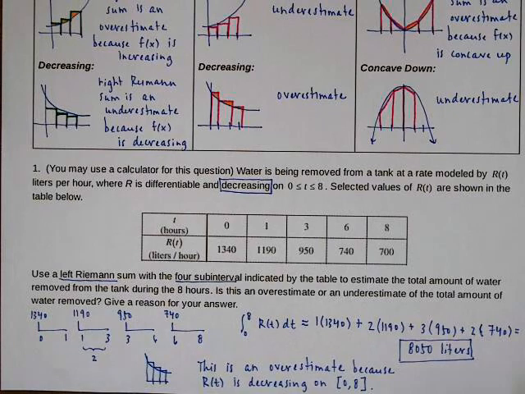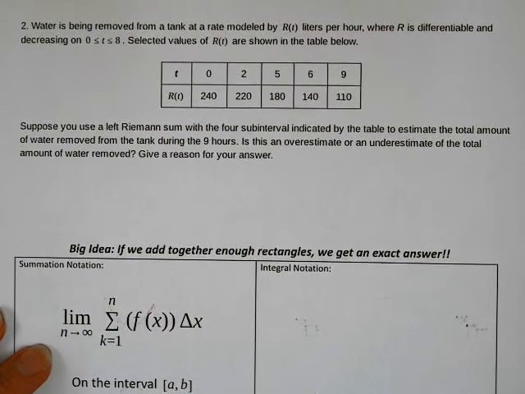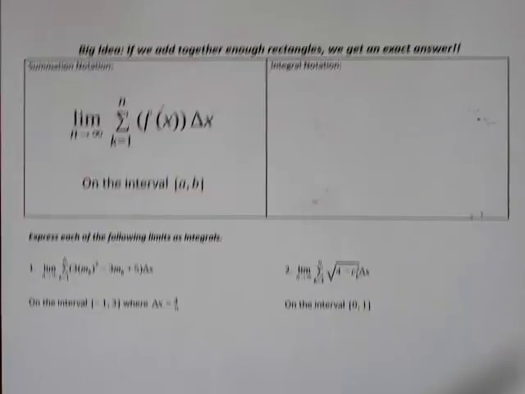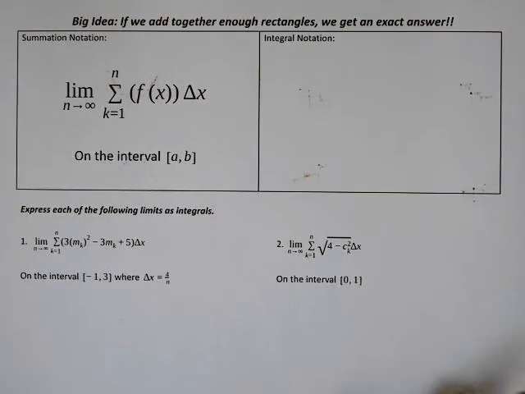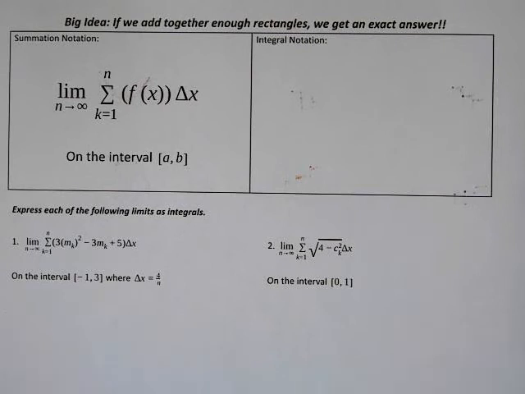All right, let's go ahead and flip over. I'm going to skip number 2 because it's pretty much the exact same question, and if we have questions about how that works, we can talk about it in class. So we're going to move on to the next idea here, which is if we could add together an infinite number of rectangles, we should approach an exact answer. So if I could divide this up into smaller and smaller subintervals, my rectangles or trapezoids would get super close to the exact answer or the exact value of that integral.